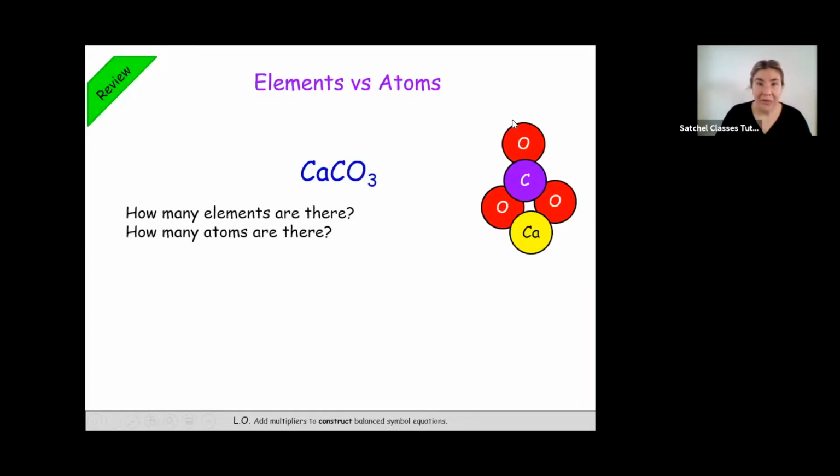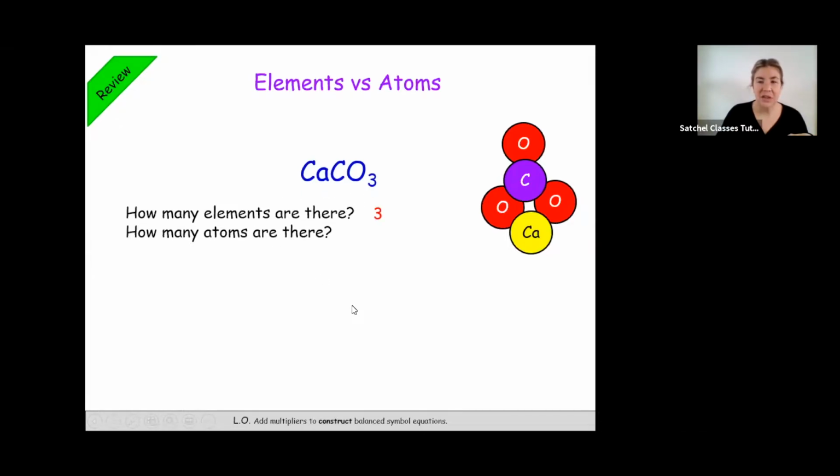If you do have a periodic table, it might help. It's not obligatory, so you don't have to have a periodic table for this session, but it might help when it comes to getting used to these elements. So this is what I've got here, okay? Again, I've got calcium carbonate as a visual representation of this formula.